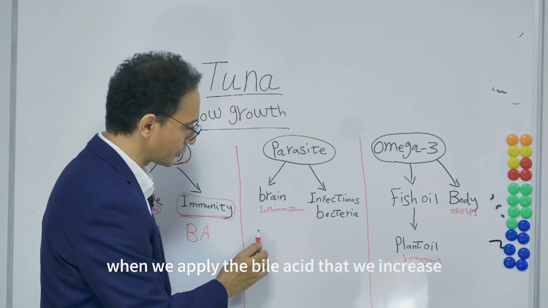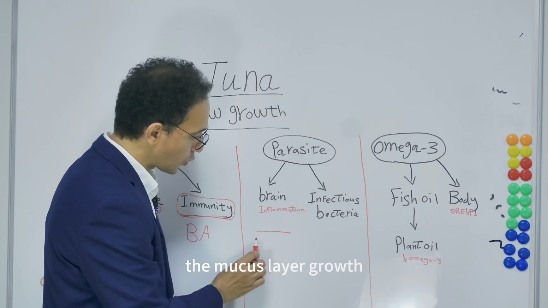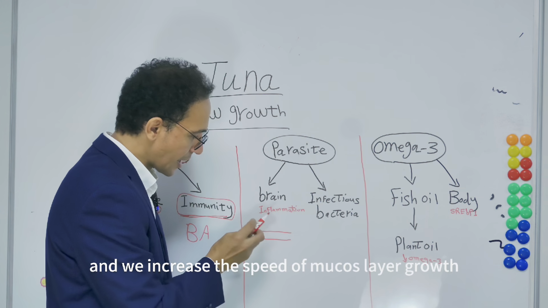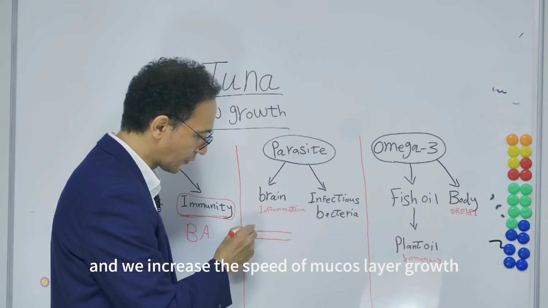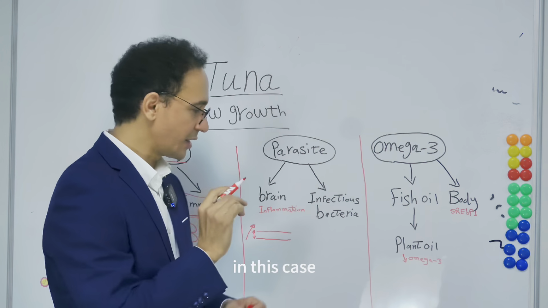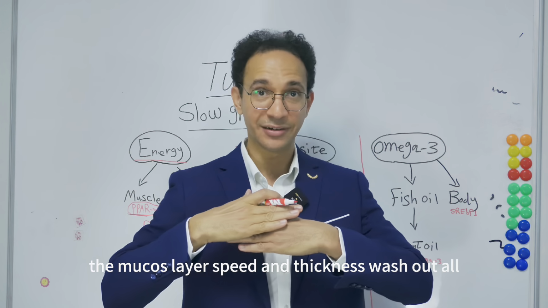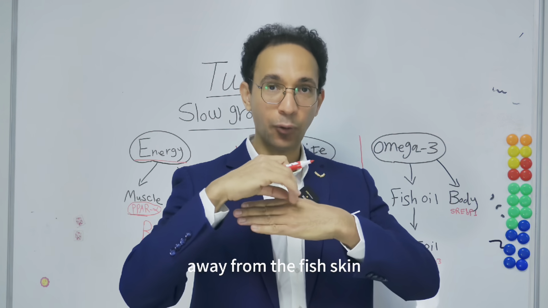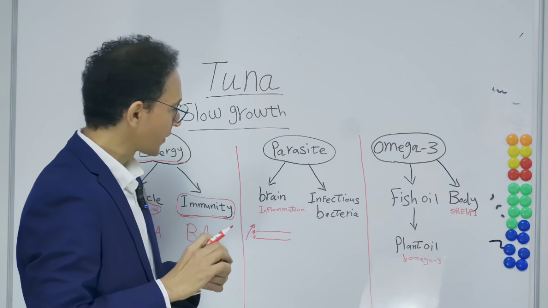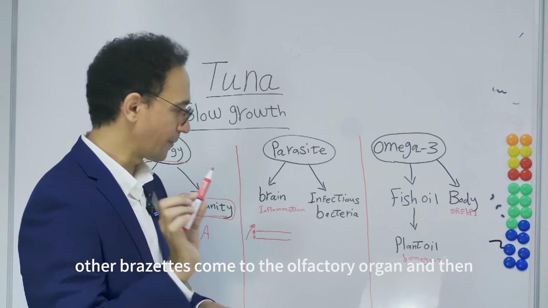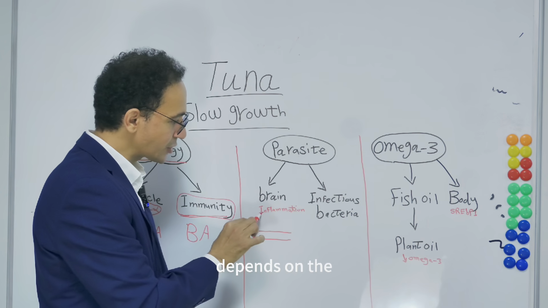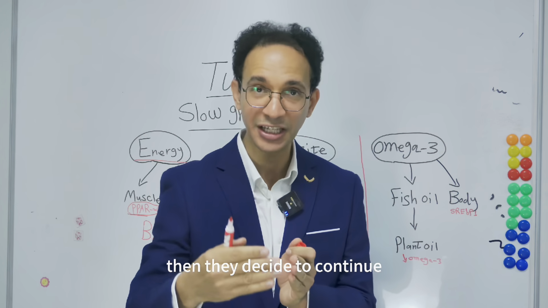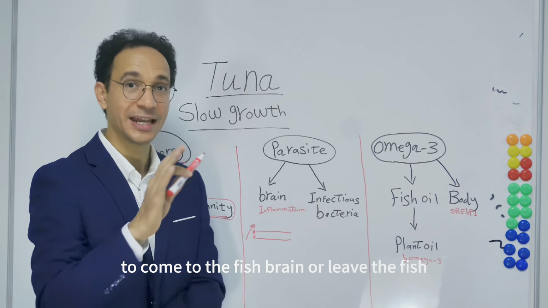When we apply the bile acid, we increase the mucus layer growth. It means we increase the thickness and we increase the speed of mucus layer growth. In this case, the mucus layer speed and thickness wash all parasites away from the fish skin. Other parasites come to the olfactory organ, and then depending on the inflammation response, they decide to continue to the fish brain or leave the fish.